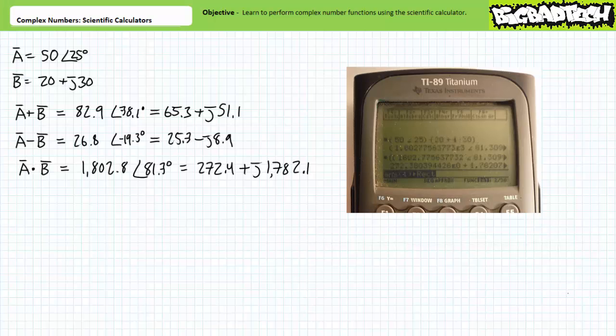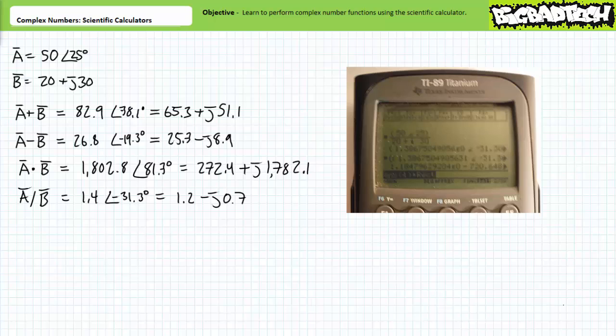If we wish to perform the operation A times B, I'd enter complex number A in polar as 50 at an angle of 25 degrees, then press multiply, then enclose complex number B in parentheses as 20 plus j 30 and press enter. Note I need to enclose B in parentheses for the multiplication operation to work on both the real and imaginary components. When I press enter, I get the answer 1802.8 at an angle of 81.3 degrees. And if we want it in rectangular format, I use the rectangular conversion in the catalog entry to convert it to 272.4 plus j 1782.1. Note these numbers are being expressed in engineering format.